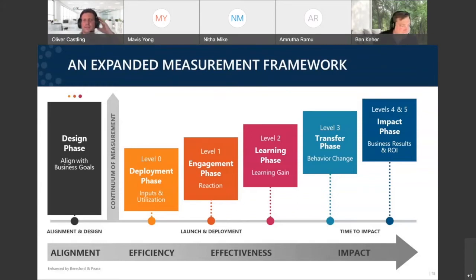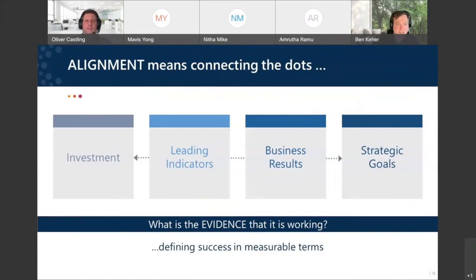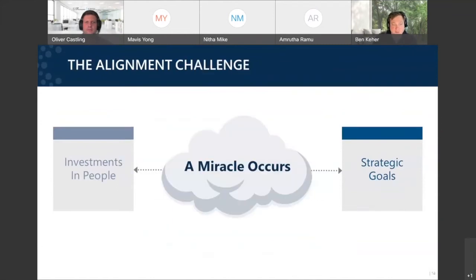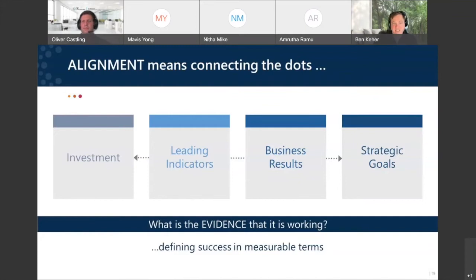No worries. Thanks. So look, that's not rocket science, really. Alignment means connecting the dots between, as Oliver spoke earlier about a miracle occurring, well, we need to connect the dots in between our investment, in this case training, and the goals that we're hoping to achieve. And in the middle of that are really your leading indicators, right? So what's the first evidence, the first sign that things might be working?